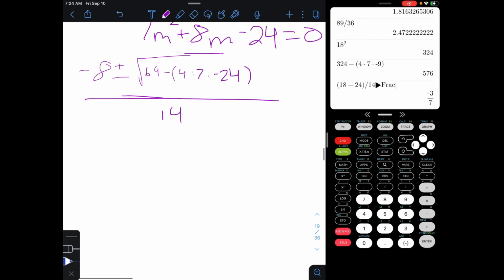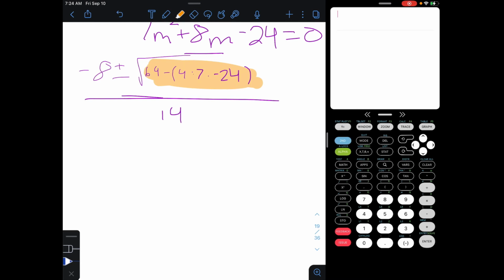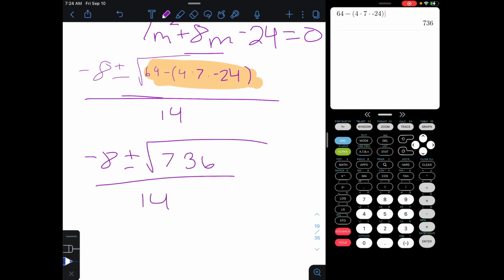All right. So again, I'm going to recommend you plug what's inside of this radical into your calculator. So we get 64 minus, open parentheses, 4 times 7 times negative 24. All right, we get 736. So you've got negative 8 plus or minus the square root of 736 all over 14. So we have to break down 736. Basically what we're going to want to do is figure out some perfect squares that go into there.